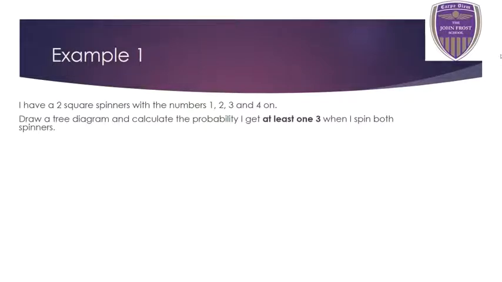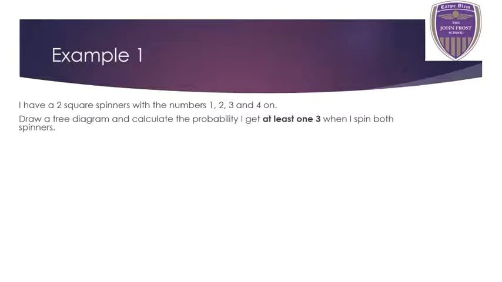Okay, so similar sort of question now to what we were looking at in last lesson, but it says here, draw a tree diagram and calculate the probability I get at least 1, 3 when I spin both spinners. So there's a little bit extra. Last lesson, we were drawing the tree diagram and listing the possibilities, but that was it. So we still need to do those two things, but then we need to do this question afterwards as well. And what I would advise you do is draw the tree diagram and list all the outcomes and the possibilities before you even bother looking at what the question's actually asking you for.